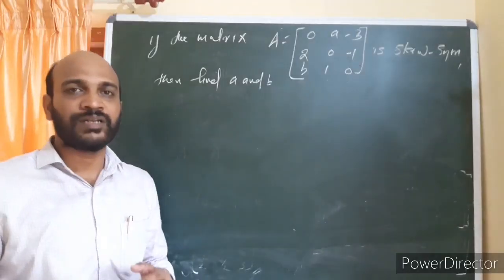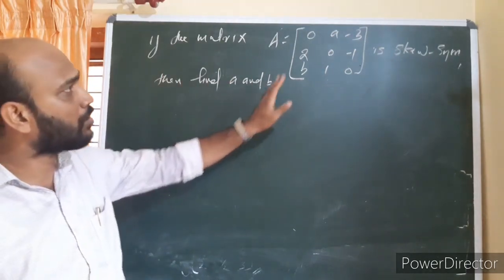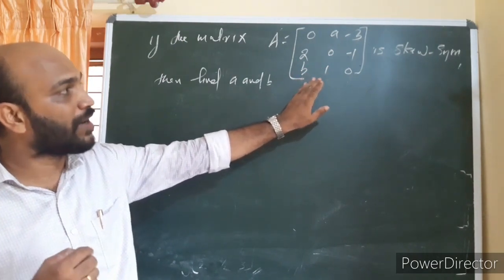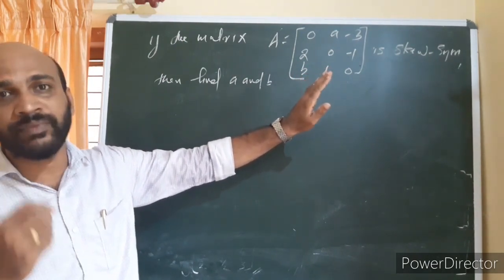Okay. Now consider next question. If the matrix A equal to 0, a, minus 3, 2, 0, minus 1, b, 1, 0 is a skew symmetric matrix.